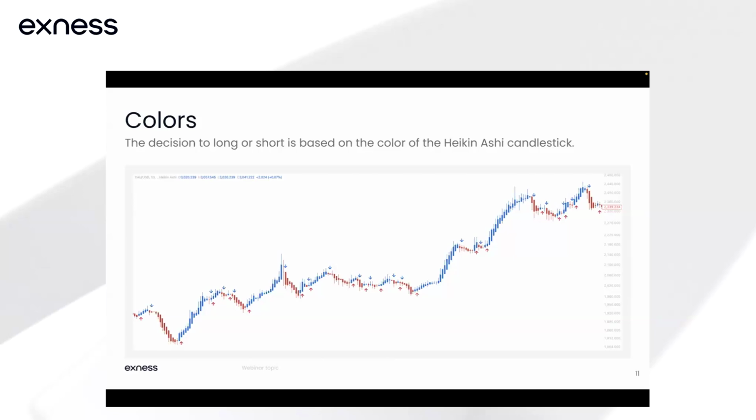Now, what if the color starts alternating? I mean, the colors are changing, blue, red, back and forth, and that usually indicates sideways movement or indecision. In those cases, the system is telling you something very important: stay out. No system works well in all conditions, and this is where Heikin Ashi tells you loud and clear that it is not the time to trade.